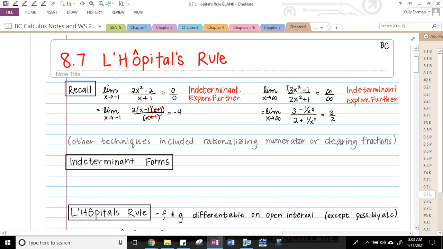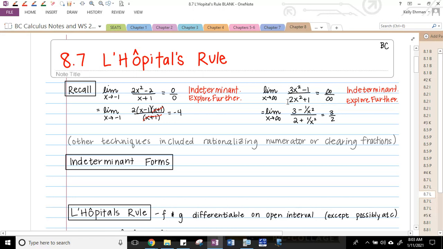We also had problems involving infinity. So if we look at the limit as x approaches infinity of (3x squared minus 1) over (2x squared plus 1), we don't really think about this anymore. We just say, oh, this is a rational function. Let's look at its horizontal asymptote. It's 3 over 2. But technically, direct substitution would tell me it's infinity over infinity.